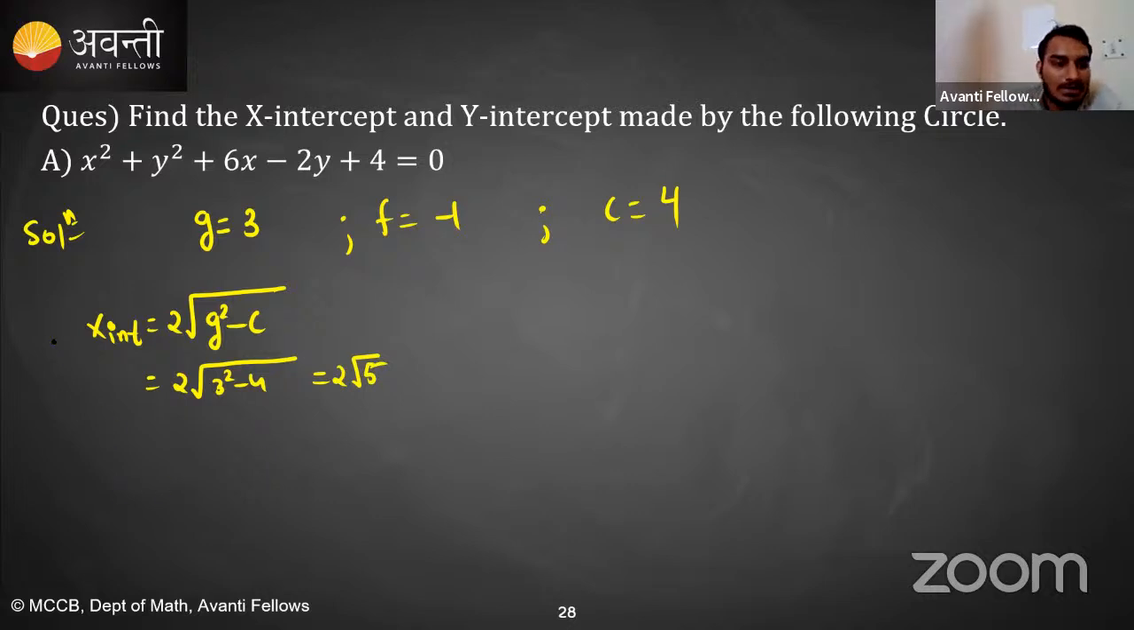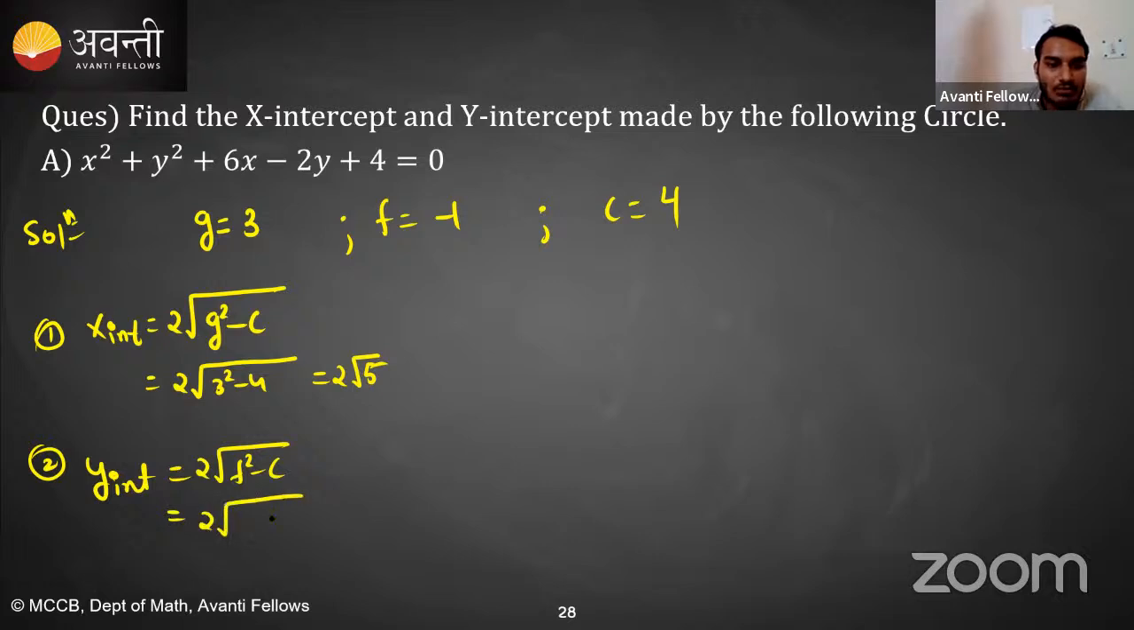Okay. Similarly, what will the y-intercept be? 2 times under root of f square minus c. So it implies the y-intercept does not exist.